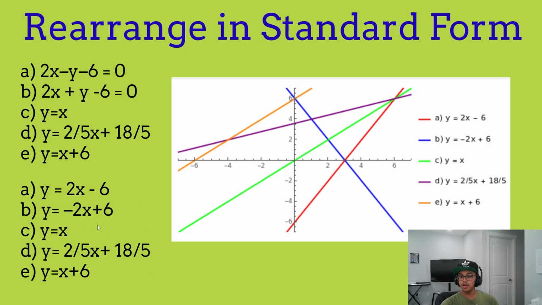equal to x. We all know that y is equal to x is just a straight line that goes through 0, 0. So we know that this green line here is going to be equal to y is equal to x. So you can see here C is equal to y is equal to x.